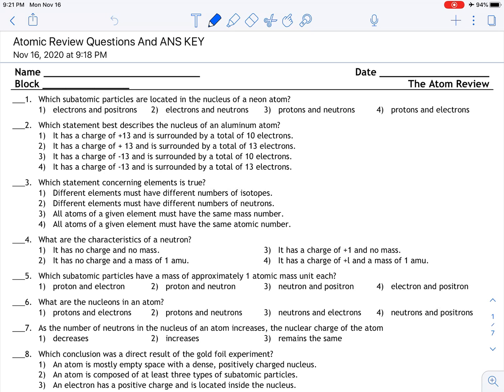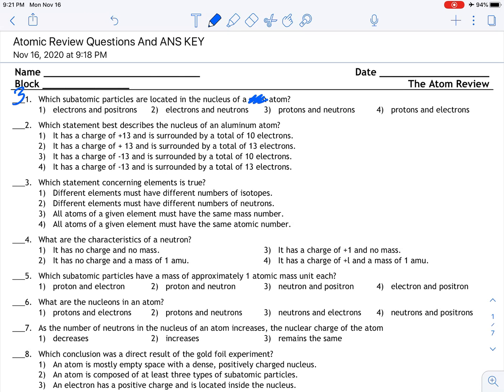Which subatomic particles are located within the nucleus of a neon atom? And actually, you don't need to include neon because it's inside any atom. We have protons and neutrons. Those are what's inside the nucleus. Which statement best describes the nucleus of an aluminum atom?